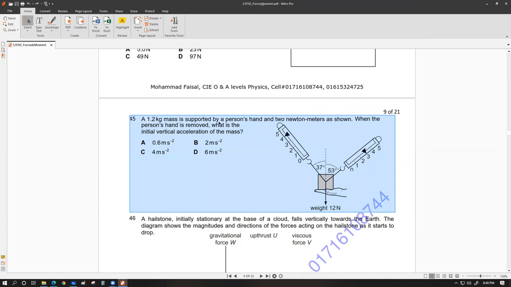A 1.2 kg mass is supported by a person's hand with two strings, with tensions 3 newtons and 4 newtons, as shown. When the person's hand is removed, what is the initial vertical acceleration of the mass? Okay, so simply have a look. I'm saying that there is a simple reason why I'm choosing to solve this problem.